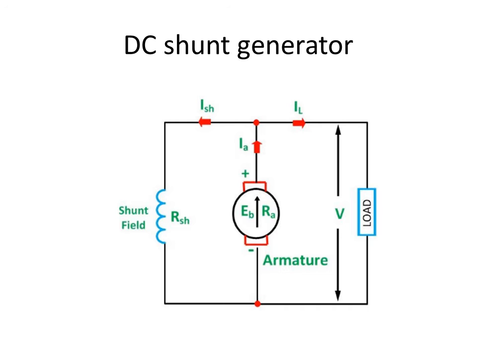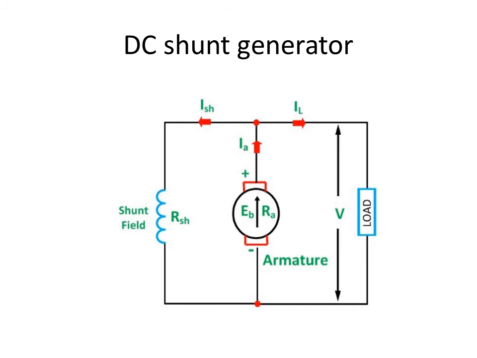So what is a DC shunt generator? In a DC shunt generator, the field winding is connected in parallel to the armature conductors. When the shunt field windings are connected in shunt, or parallel, with the armature conductors, such a DC generator is called a shunt generator.